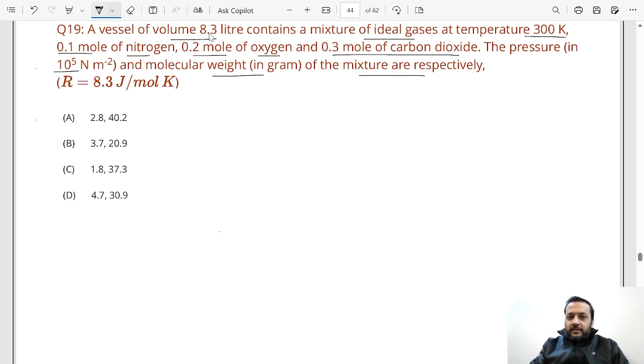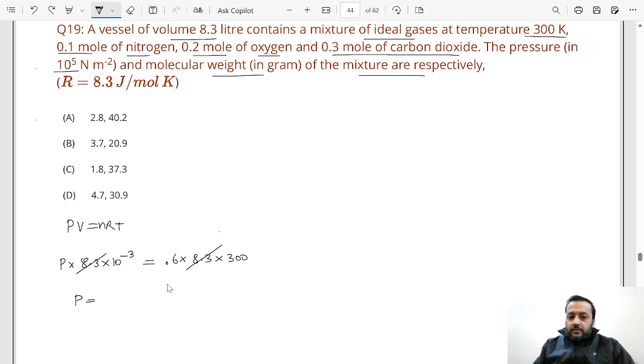So look, if you see the total volume of the container is 8.3, pressure we can find using PV equals nRT. Okay, so volume of the total container is 8.3 liters, but it is in liters. So in meter cube, you have to convert this by multiplying 10 to the power minus 3. 1 liter is 10 to the power minus 3 meter cube. Total moles is 0.1 plus 0.2 plus 0.3, that means 0.6. Okay, R is gas constant, which is 8.3. Temperature is 300. Now you can see that this 8.3 will get cancelled.